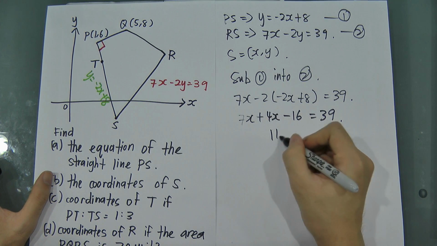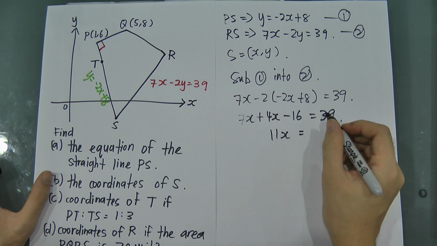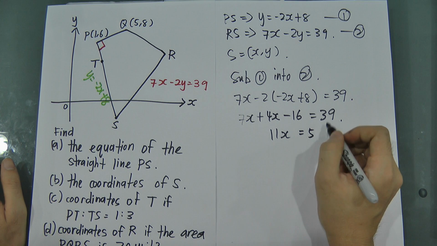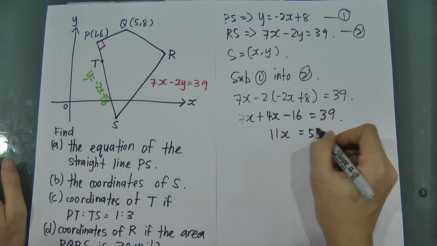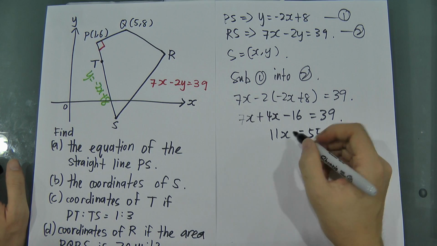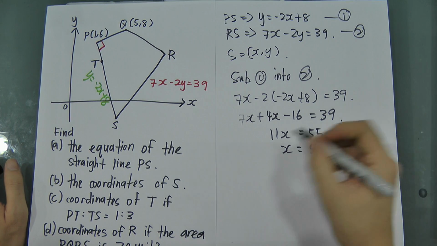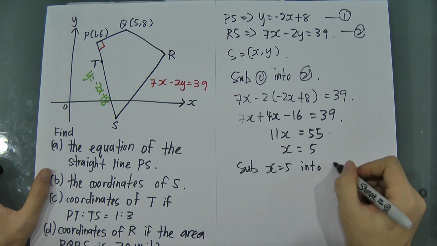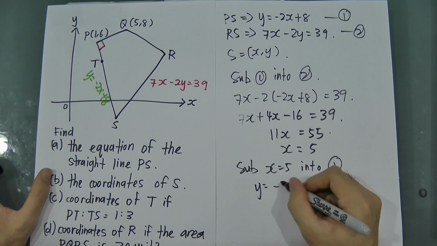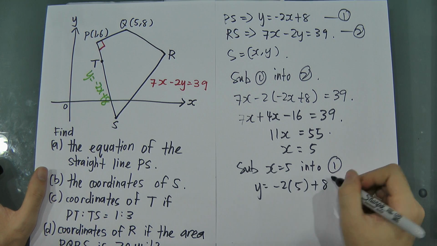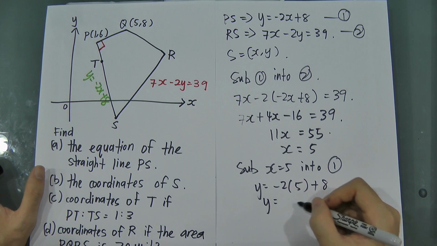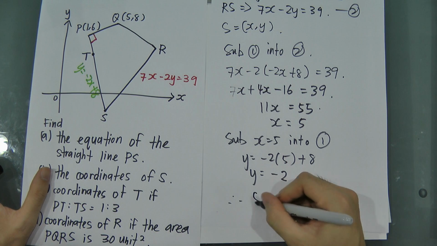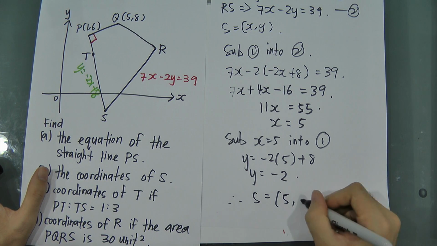Alright, this one is 11x. Moving the -16 across will give you 39 plus 16, which is 55. So x is equal to 5. Same thing, I'm going to substitute x equals 5 into 1. So y is equal to -2 times 5 plus 8, which is -10 plus 8, so y equals -2. Therefore, I got the coordinates of S as 5 and -2.